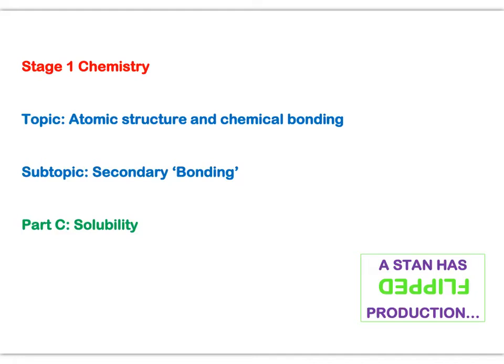Okay, so in our final video on secondary bonding, and what will also be our final video on atomic structure and chemical bonding, we're going to look at solubility. Now, solubility is obviously a really important property that we're interested in when we're looking at whether things dissolve in other things. This video is sort of the culmination of what we've been learning about secondary interactions and also some of the stuff we've learned about ions.